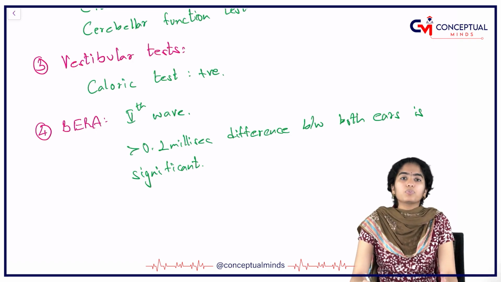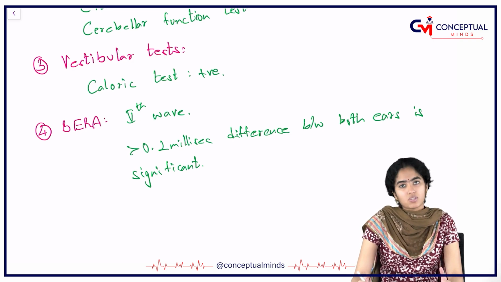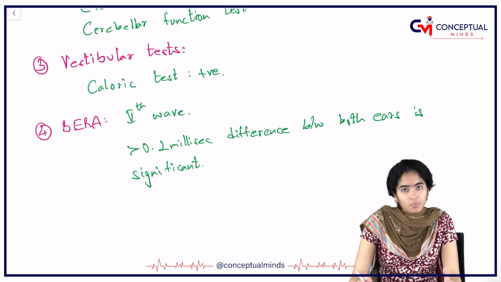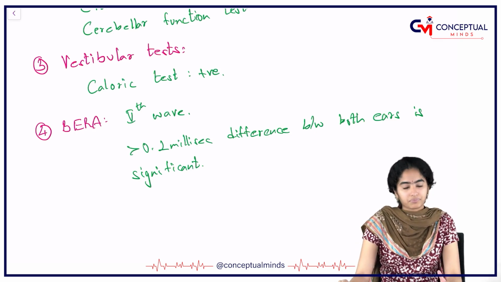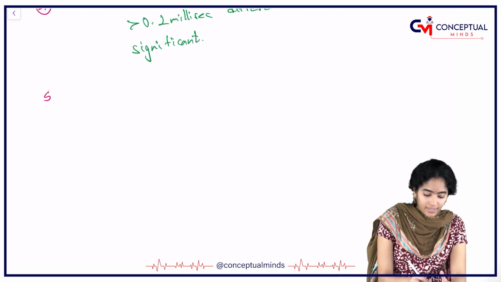Is it clear to you? The 5th wave of BERA, if there is more than 0.2 milliseconds difference between both the ears, it is considered to be significant and we cannot ignore that. We have to investigate further. After this, we can do radiological investigations.